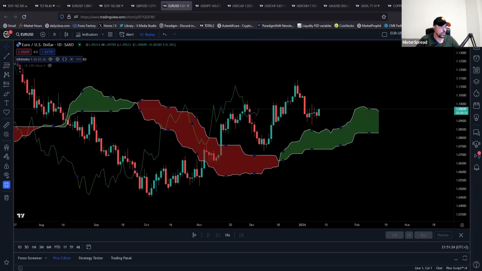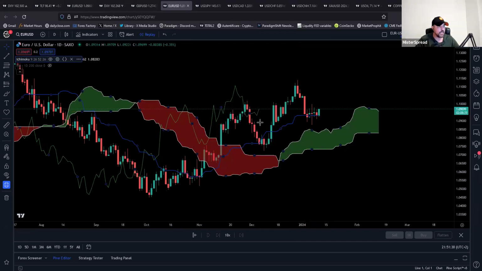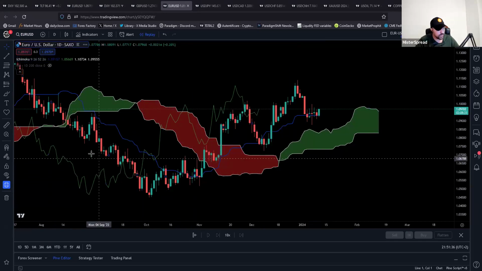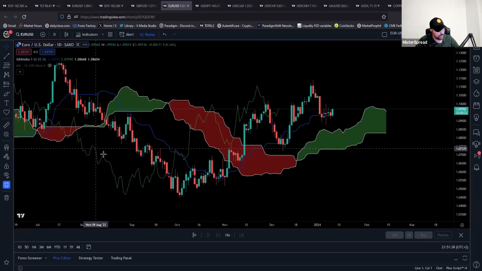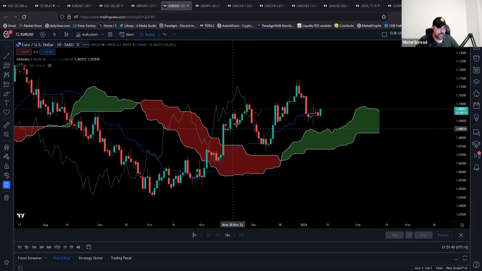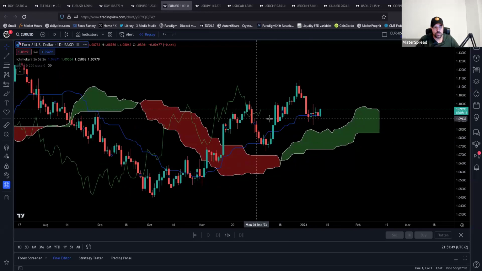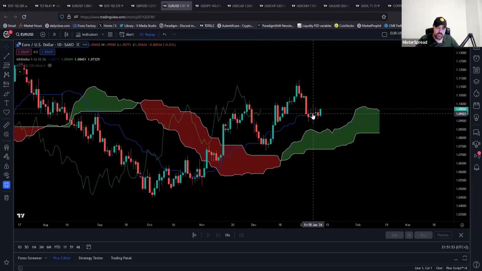The lagging span with the baseline. This was another type of strategy. If the lagging span is under the baseline, as we can have it right here, the trend is bearish. As you can see, the lagging span is under the baseline. The trend is bearish. When the lagging span is above the baseline, the trend is bullish. So for now, the momentum of euro dollar is not so strong, but the trend is still bullish.